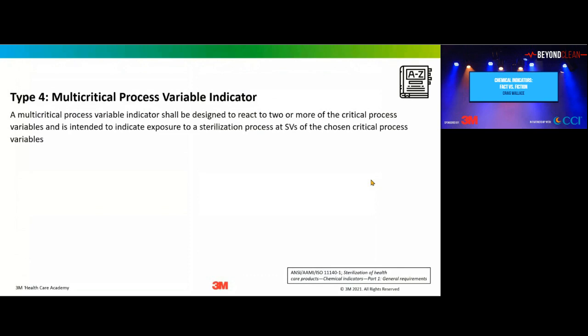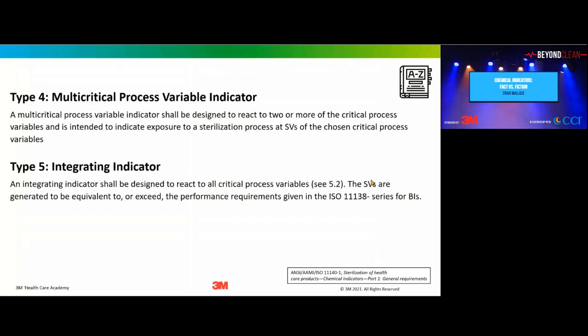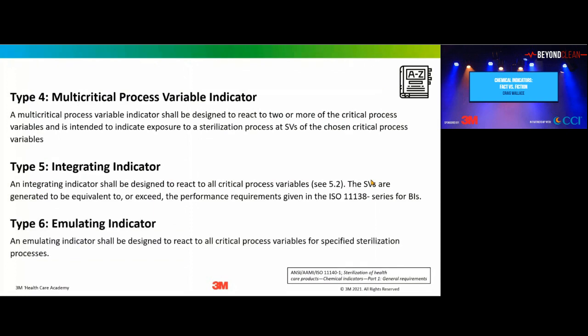So, okay. Type 5, now we're going to all the critical variables. Stated values are generated to be equivalent to or exceed the performance requirements given in the ISO 11138 series. And the ISO 11138 series for BIs is the biological indicator equivalent of the 11140 for chemical indicators. They're the standards that set performance and labeling requirements for biological indicators. The emulating indicator shall be designed to react to all the variables as well for a specified sterilization process. So first of all, when you bring yourself back and look at the definitions in the standard, you can clearly see that they're not the same. They're in words describing that these things are actually doing different things and providing different levels of information.